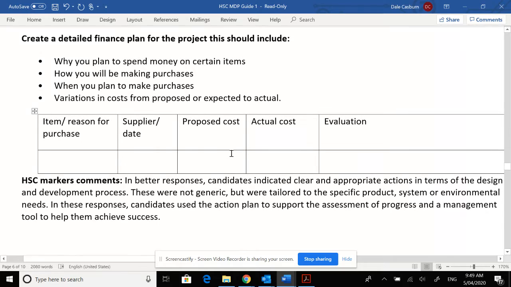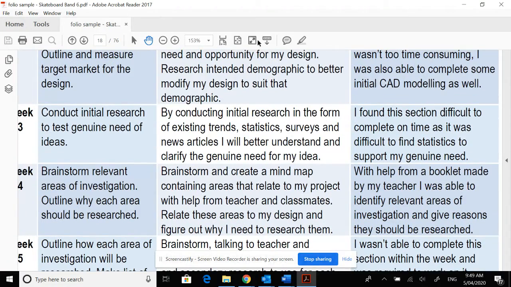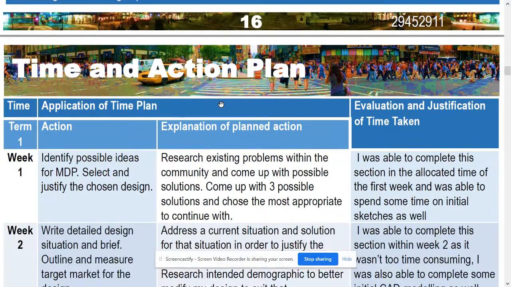Create a detailed finance plan. Here's a bit of a scaffold for a finance plan. But let's have a quick look at what one might look like. Again, the folding skateboard example. I really like to see it like this, to be honest.